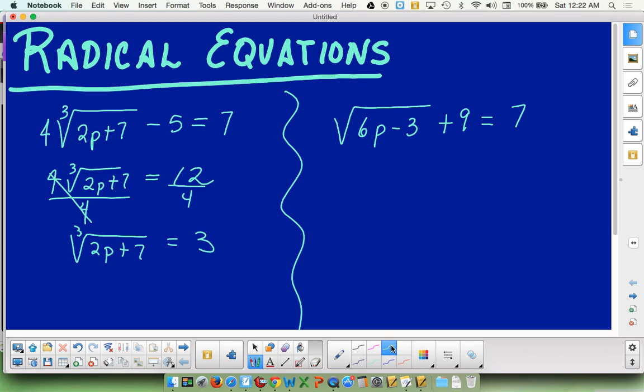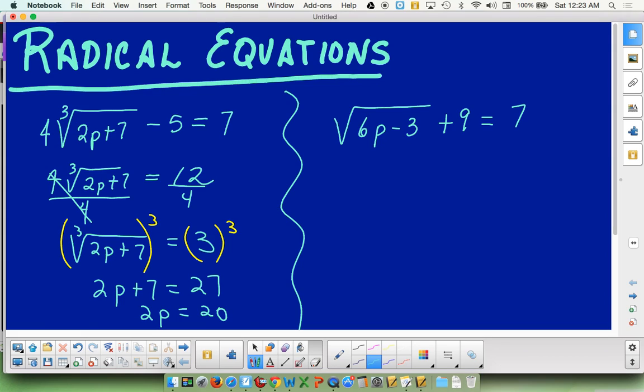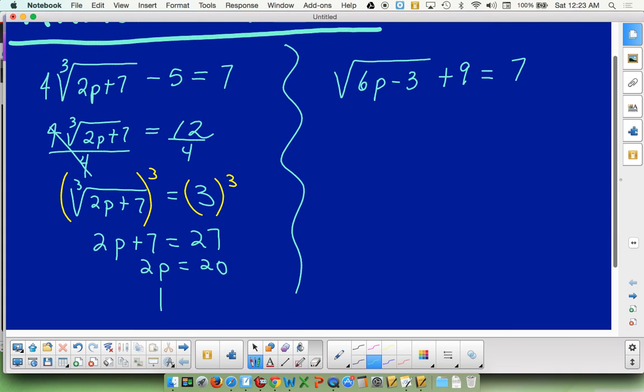Now I want to get rid of the cube root. How do I get rid of a cube root? Of course, I cube it. So I'm cubing both sides, and I'll have 2p plus 7 equals 27, which then makes it a relatively easy solve. 2p equals 20, and dividing by 2 will get me p equals 10. Okay. If it is an odd root, you do not have to worry about having to check your answers. If it was an even root, I'll explain why on the next problem, it's necessary to check your answers.